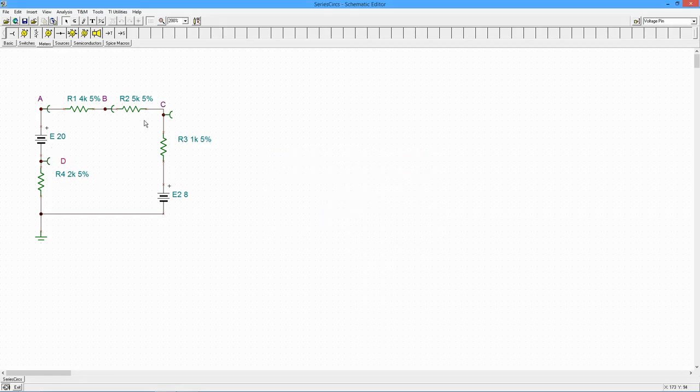What do you think we're going to get here? Again, we can just add up all the resistors. There's no other branch for current. So we got 4, 5, 1, and 2, that's 12. Got a total of 12K this time.